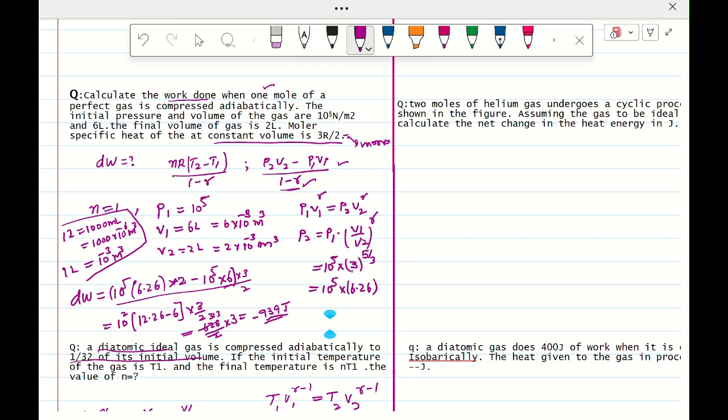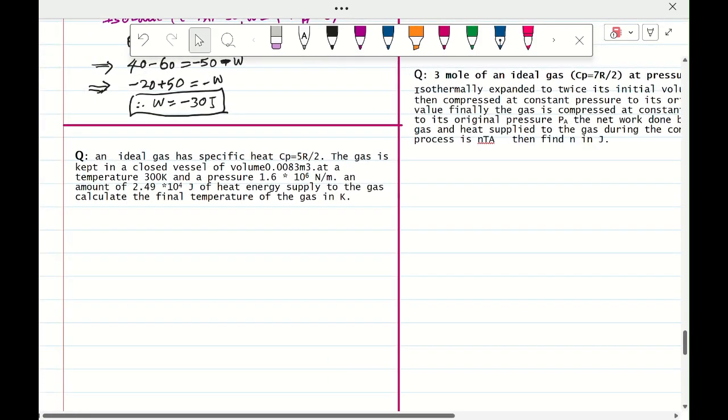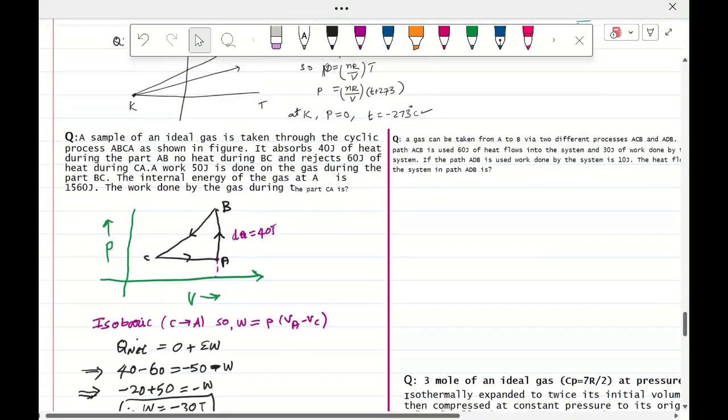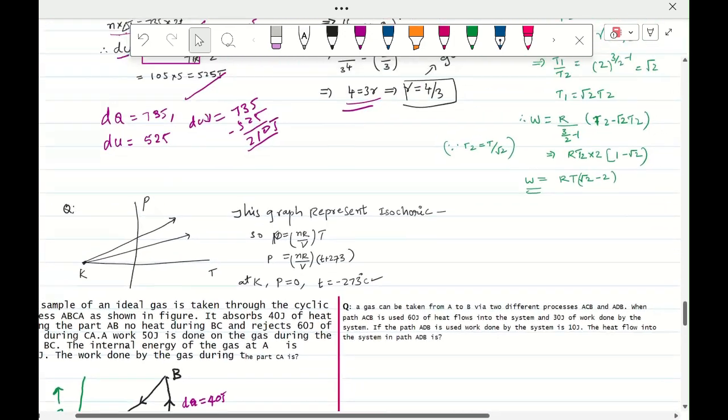You understand? Means this 3 by 3 power 5 by 3 I have taken 6.26. So this value is correct, I think so. So I am getting this value. Right. In adiabatic, one more problem I will find out. So it is not adiabatic. Right. Next, here see one problem.